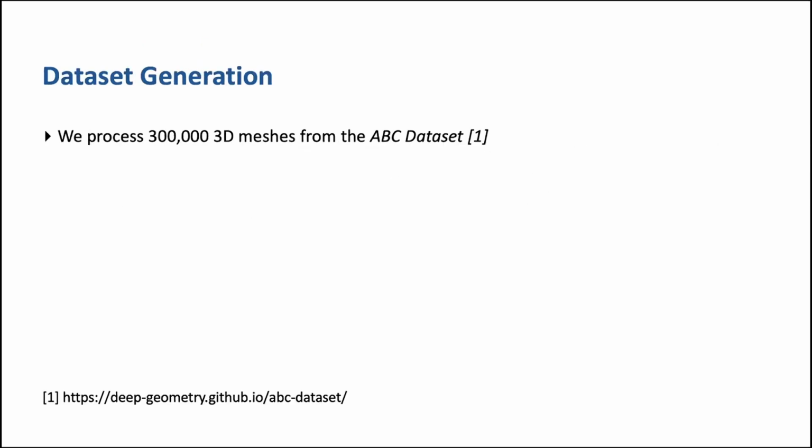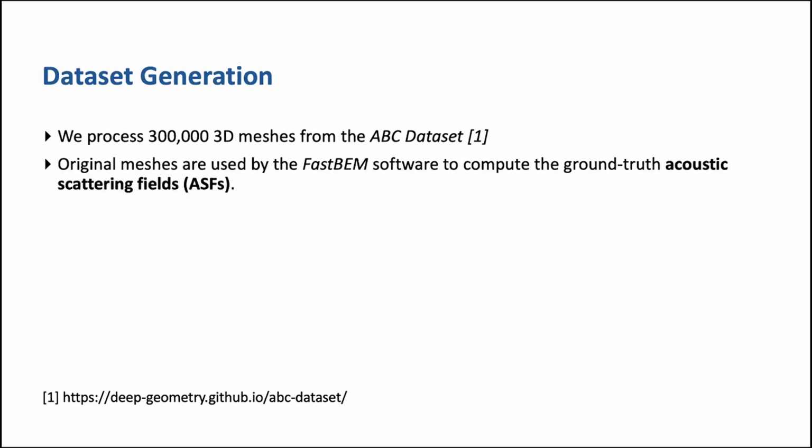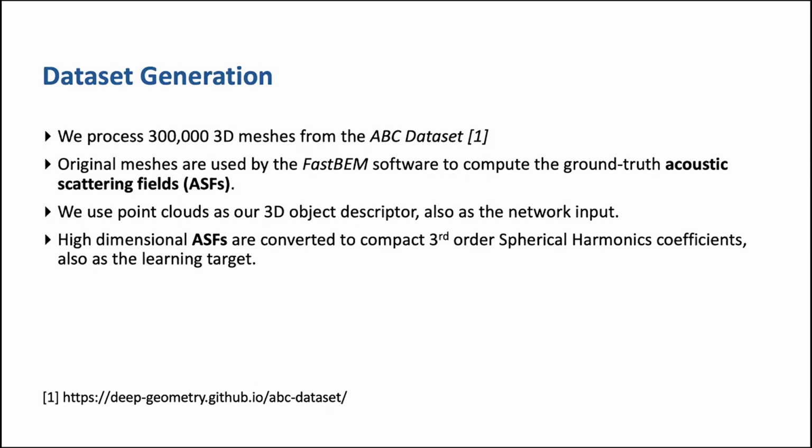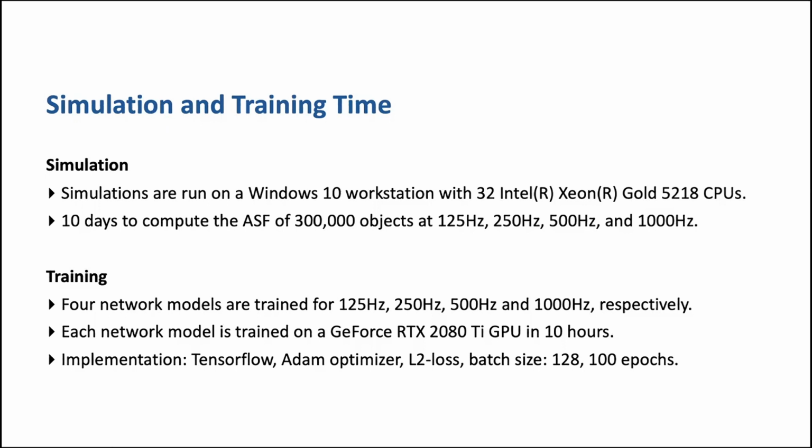As for dataset generation, we processed 300,000 3D meshes from the ABC dataset. The original meshes are used by the FastBEM software to compute the ground truth acoustic scattering fields. We use point clouds as our 3D object descriptor, also as the network input. High-dimensional acoustic scattering fields are converted to compact third-order spherical harmonics coefficients, also as our learning target. We ran the wave simulations on a multi-core Windows 10 workstation for 10 days to compute the acoustic scattering fields for all 300,000 objects at 4 different frequencies.